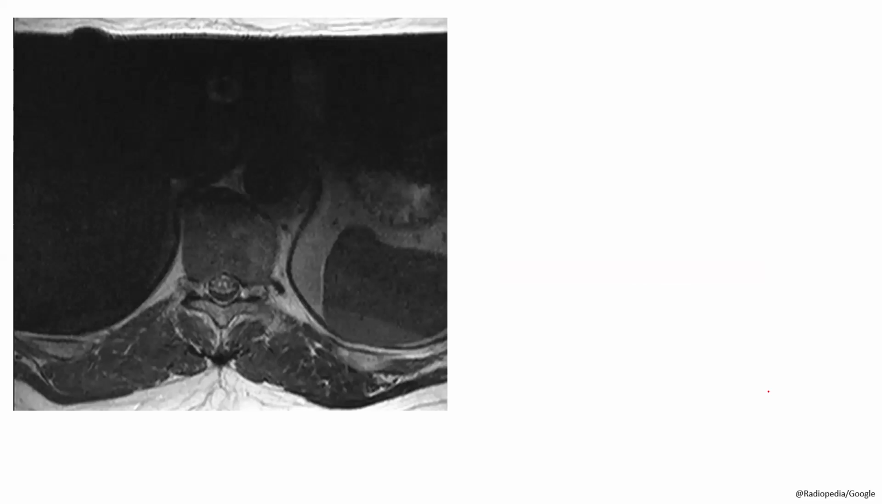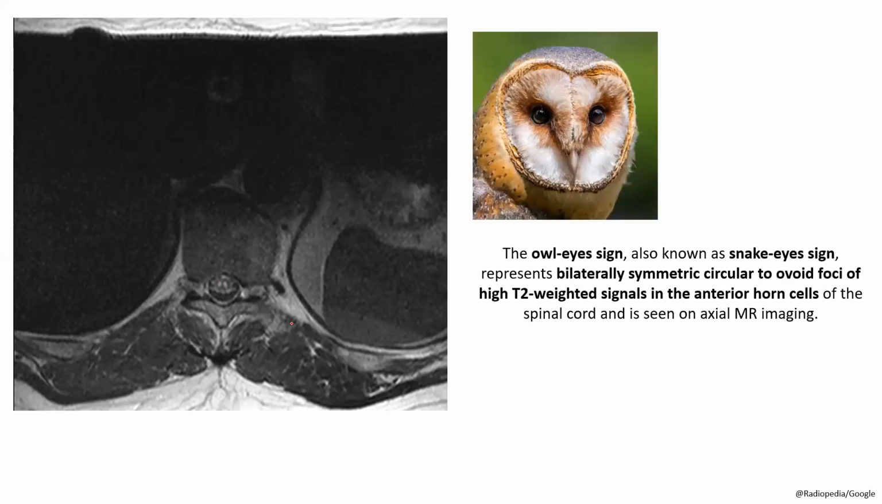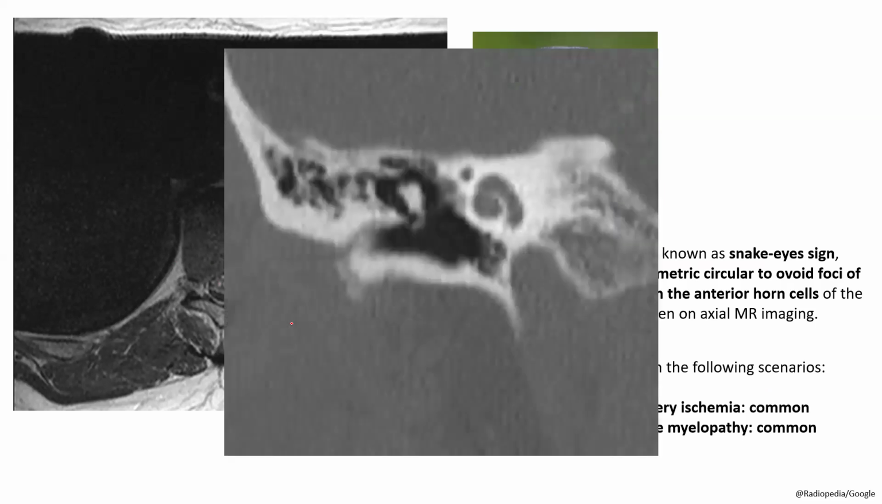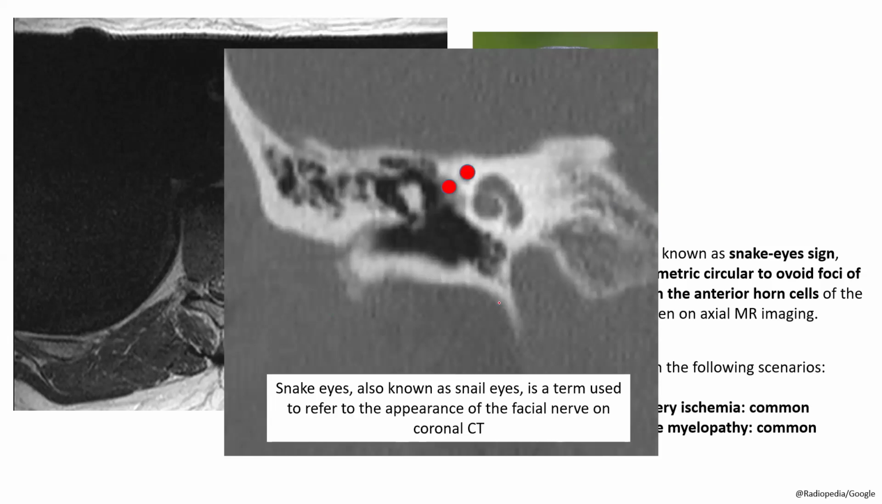What is this sign? So this is axial T2 weighted sequence of the spine, and we are finding two hyperintense dots here. So this is owl eye sign or snake's eye sign, which is because of bilateral symmetrical circular or ovoid foci of high T2 signal in the anterior horn cells. So it indicates either anterior spinal artery ischemia or chronic compressive myelopathy. Snake's eye sign has also been described to show the normal appearance of facial nerve canal on a coronal temporal bone CT.